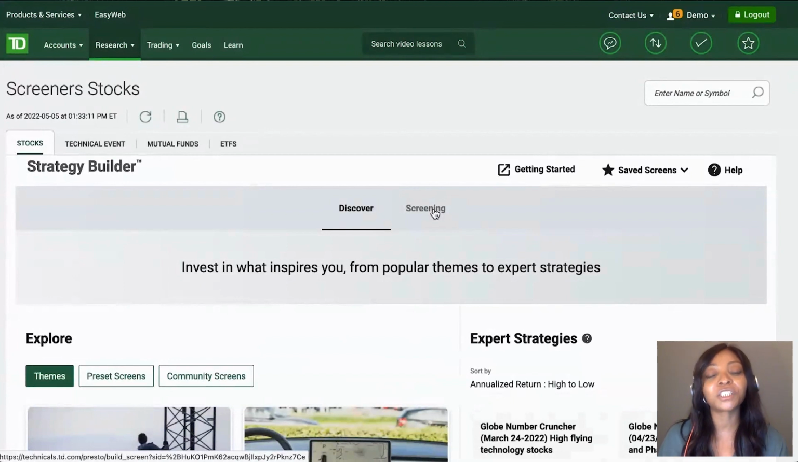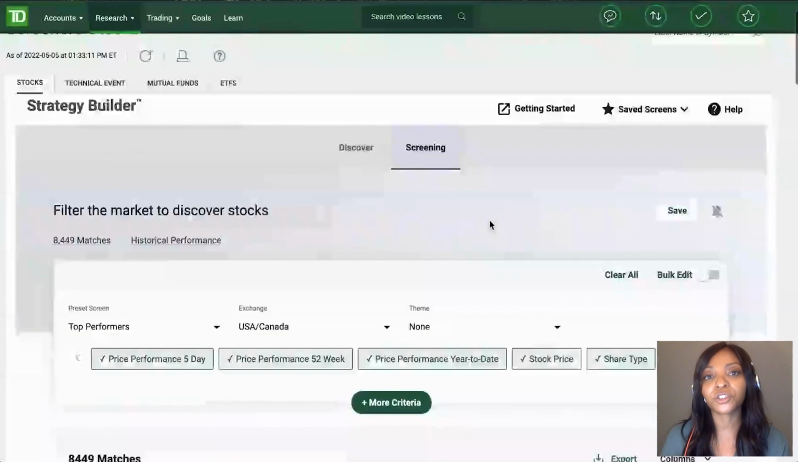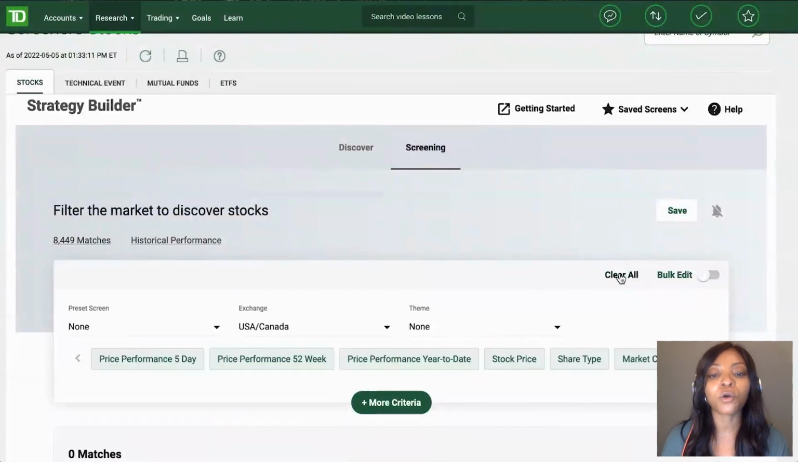So to your question about, let's say, an investor looking for a trend in growth in the earnings per share of a company. Once you pull up your screeners tool, we're going to click on screening. And once we're here, what we're going to do is create a screen. Right now, there's over 8,400 stocks here. That's a little too much information for us. So we're going to clear all. And now we're going to create a screen. We're going to go more criteria.